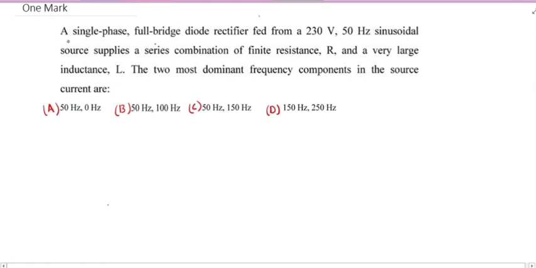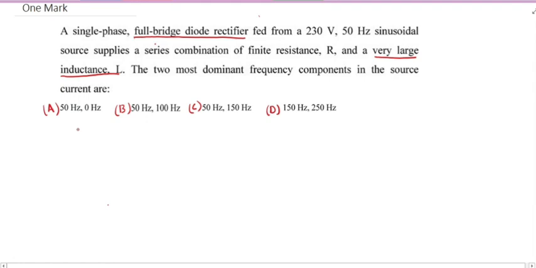Now here it is given that it is a full bridge diode rectifier, and it is supplying which load? It is a combination of finite resistance and a very large inductance. So because it is very large inductive, it means it is a highly inductive load. For highly inductive load, what is the load current? Load current is assumed to be constant.